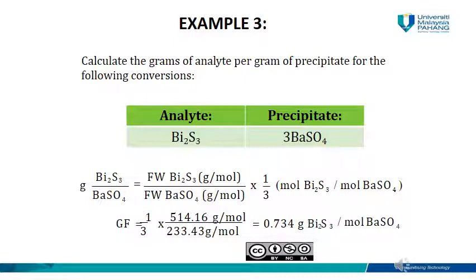Example 3. In this example, we have an analyte with a ratio of 1 and a precipitate with a ratio of 3. So it is very clear that the ratio between the analyte and the precipitate is 1/3. Here the gravimetric factor is calculated using the same formula, and you must know the molecular weight, and then you can easily calculate the gravimetric factor.